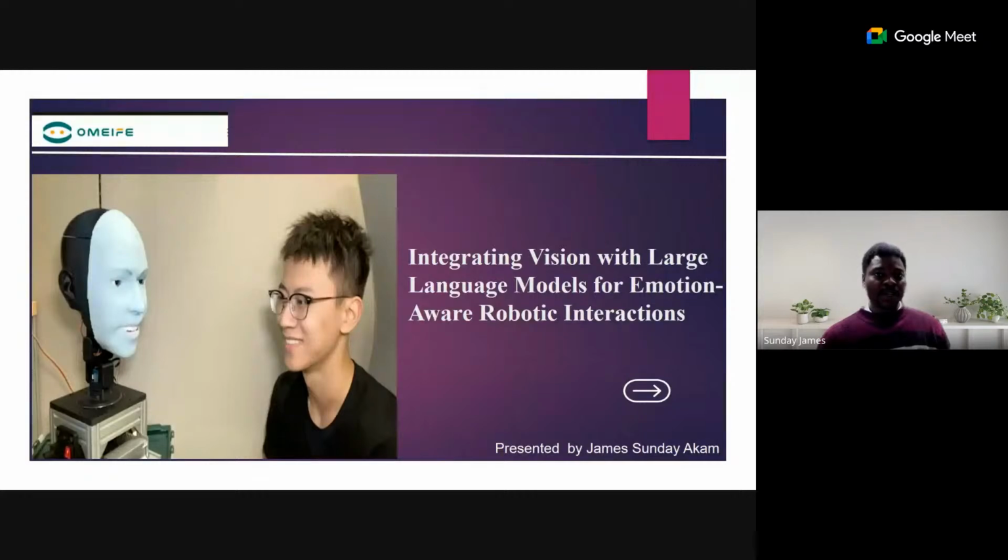Today we are looking at integrating vision and large language models for emotionally aware robotic interactions. As we all know, it's very fun to talk to robots, but it's more fun when robots understand how you feel and your current mood at the moment. Now, we know that robotics has really advanced in understanding what humans actually want in every conversation.